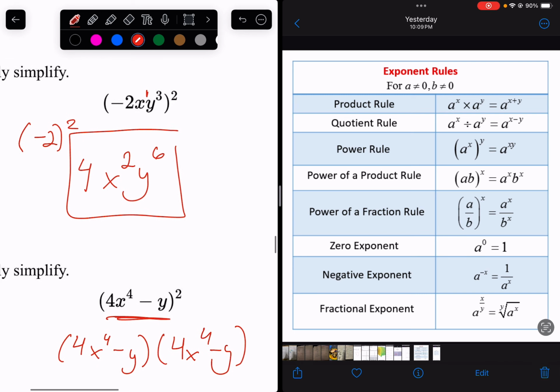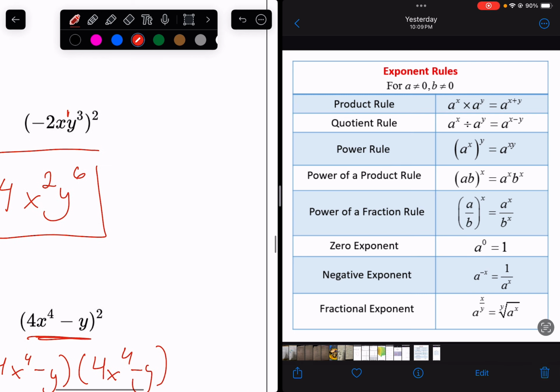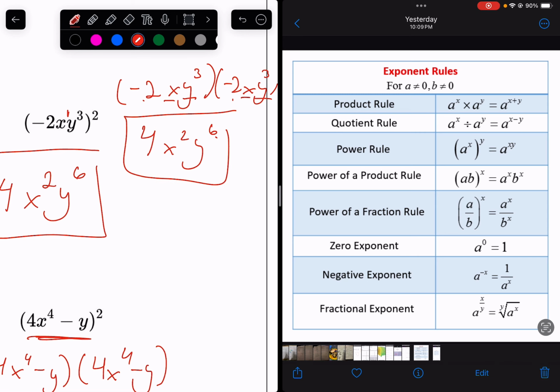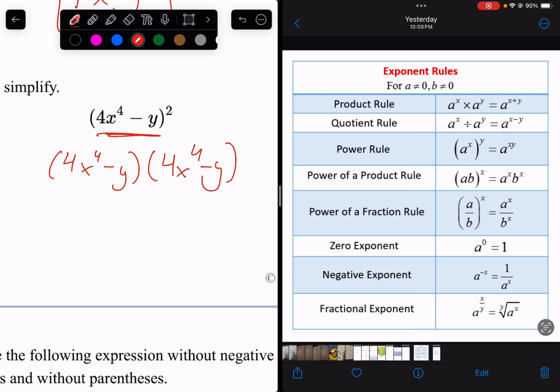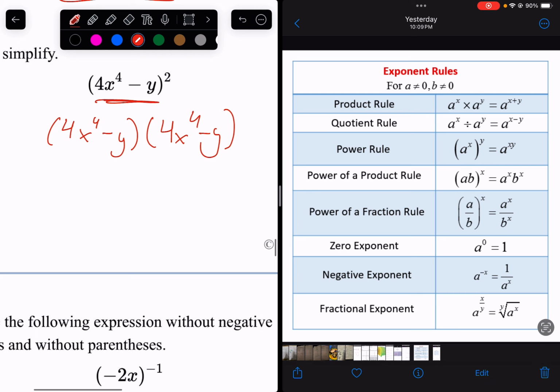In reality, with this one you technically are writing it twice, right? If you have negative 2x y to the third times negative 2x y to the third, negative 2 times negative 2 gives us 4. X times x is x squared. And y to the third times y to the third is going to give us y to the 6, right? So that's really what you're doing up there, but because it's all being multiplied, you can just distribute the 2. You cannot do that here, so you have to literally write what's inside of the parentheses twice and FOIL this out, all right?